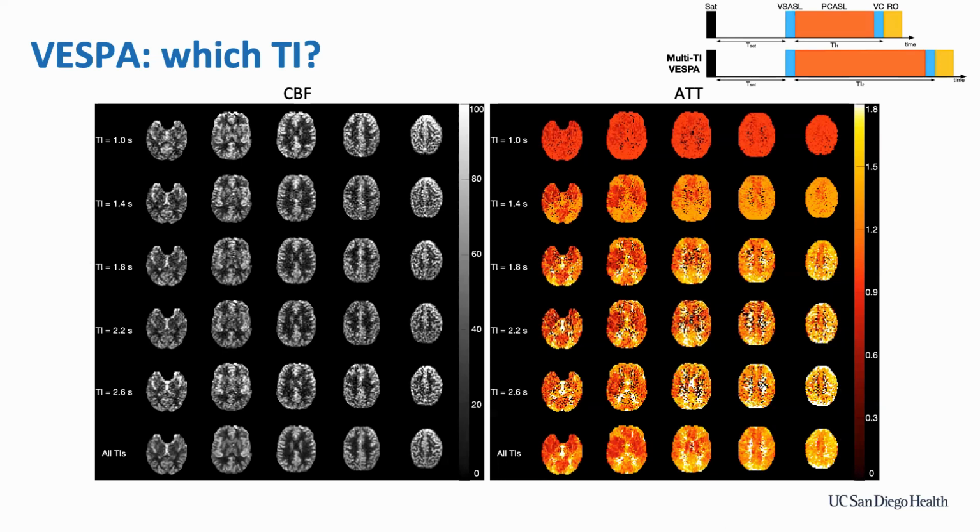We can also fit this data together in a multi-TI fashion, which is shown here on the bottom row. And this confirms that most of the transit times for this subject are less than 1.8 seconds, apart from those in the white matter. So we continue to use a TI of 1.8.